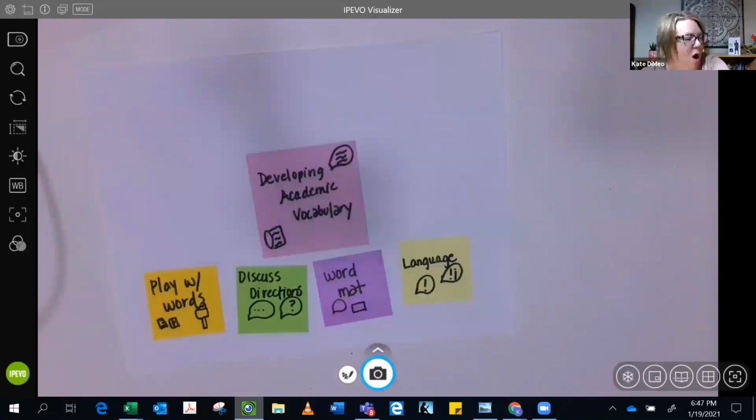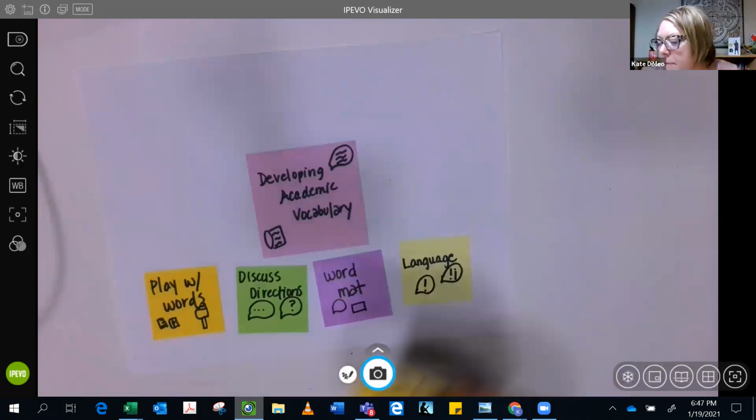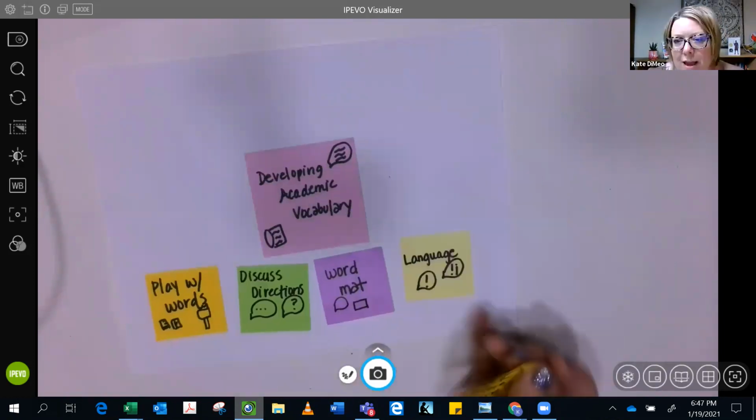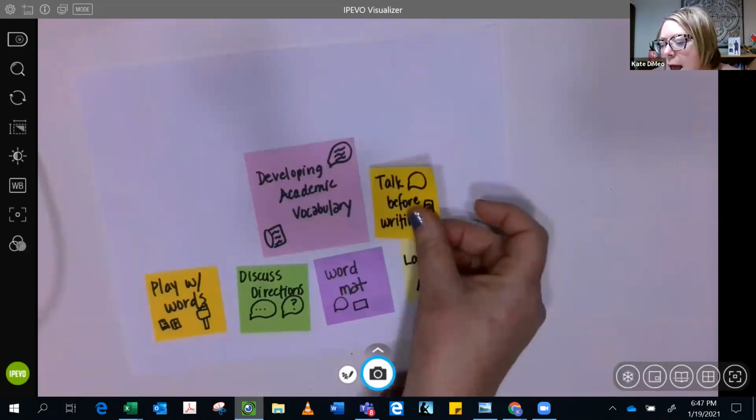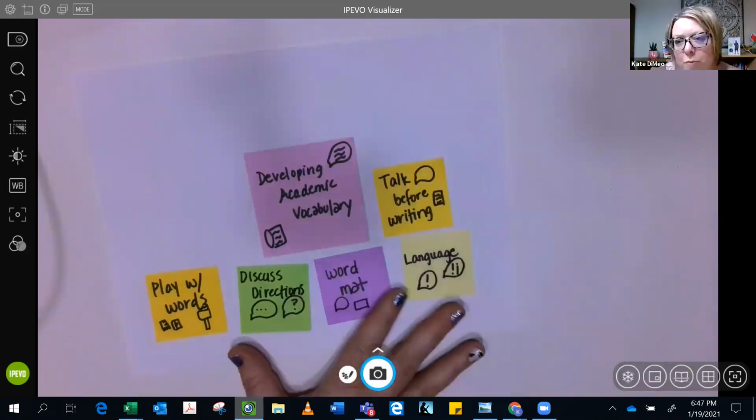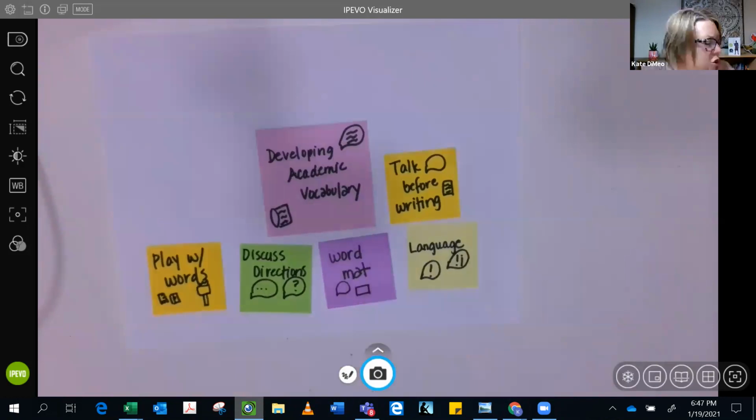Okay, now we'll move on to our next tip. So just like Jen was talking about, let's talk a little more about your native language, right? So we're going to talk about writing and how important it is to talk before you write, okay? So let's look at a couple examples.